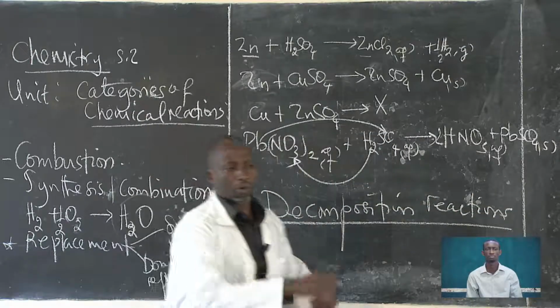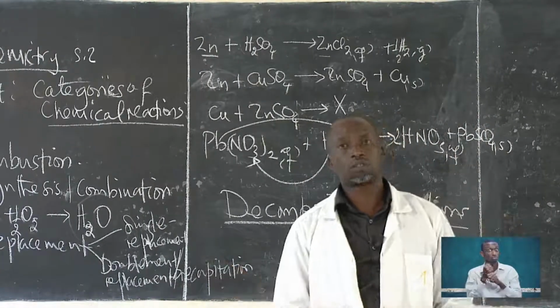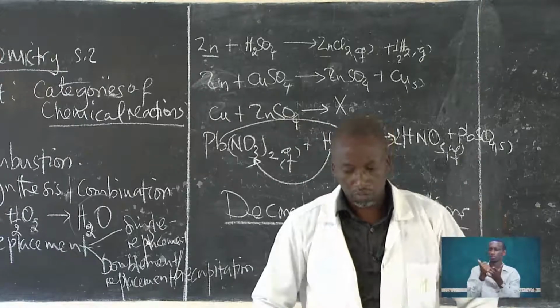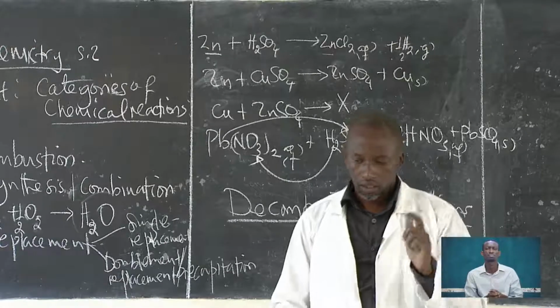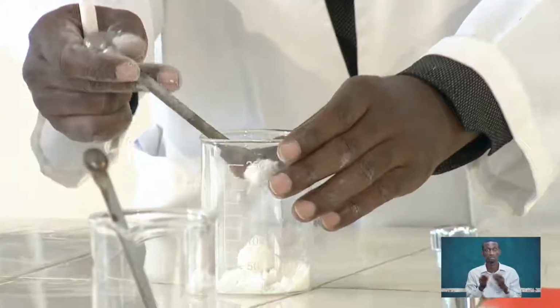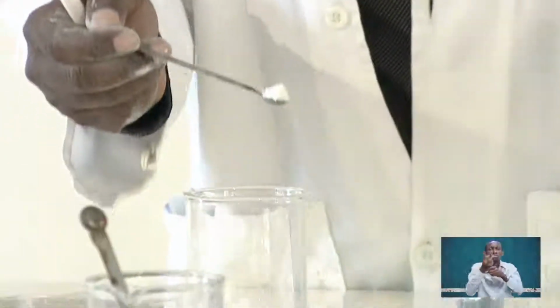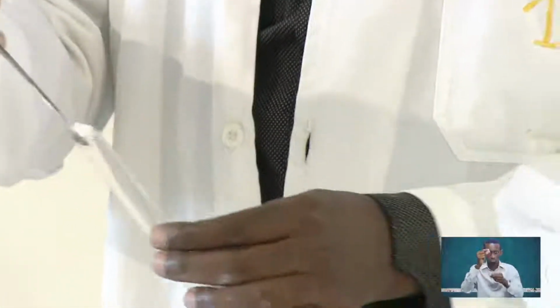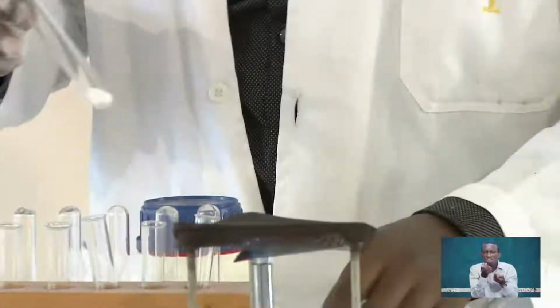We are just going to do some demonstrations that will help you to probably memorize or remember what we mean by the demonstration. We are starting with lead. This is lead nitrate solution. I'm just going to add a very little of it into a test tube, and then we'll have to heat. We have a source of heat here.